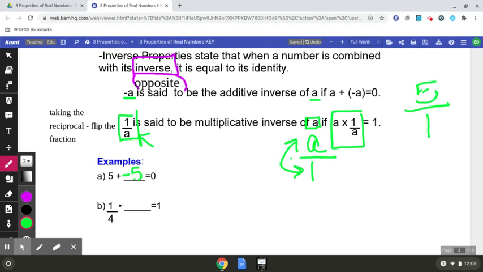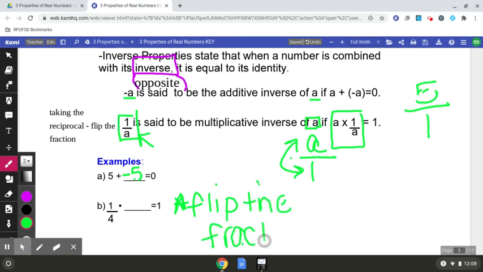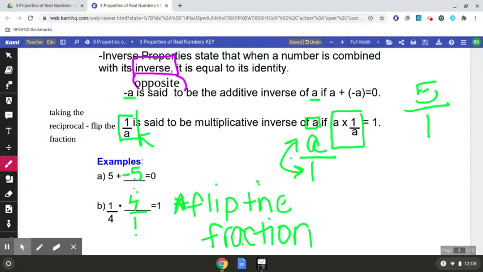Here, I'm giving you a fraction 1 over 4, and I want to know what's the opposite. So this is one where you would have to flip the fraction. So 1 over 4 would become 4 over 1, which is basically the same thing as just 4, right? You can write it either way, 1 over 4 or just 4. And when you multiply those, you get 1 as an answer.